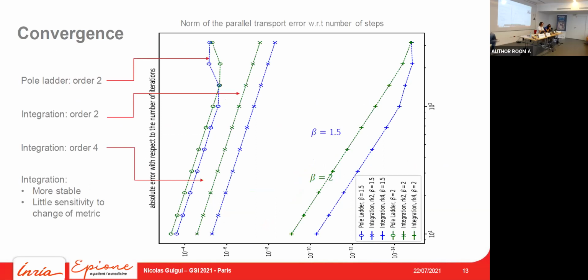This is a convergence plot of the three methods, where the first one is the pole ladder, and we retrieve the speed of order 2, and then we compare the Runge-Kutta with a second order numerical scheme and a fourth order one. And as you can see, they converge much faster, and they're very stable when we increase the number of steps, whereas pole ladder is less stable. And we plot them for two different metrics with different values of the coefficients. But the implementation is not very sensitive to this change of metric.